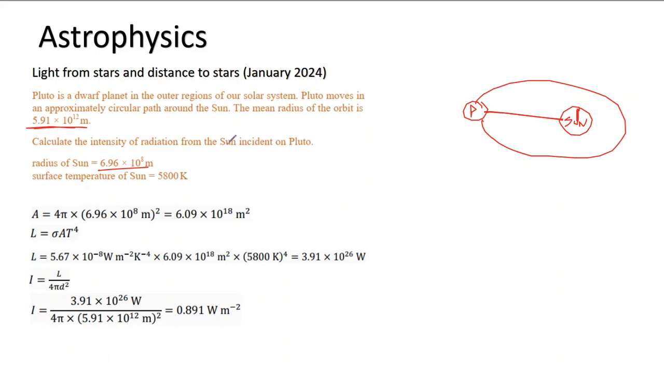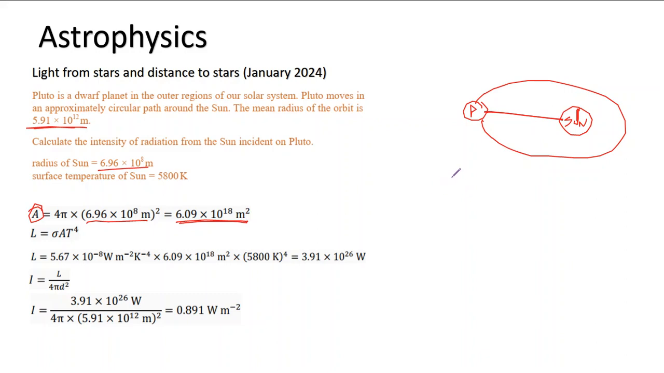So using this, you find out the surface area of the sun, because the radius of the sun is given. This is the radius of the sun. You find out the surface area of the sun. And you might be wondering, why on earth do I need the surface area of the sun? You need that to find out the luminosity, which we'll use to calculate the intensity.